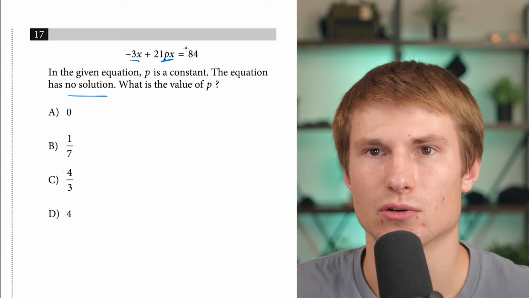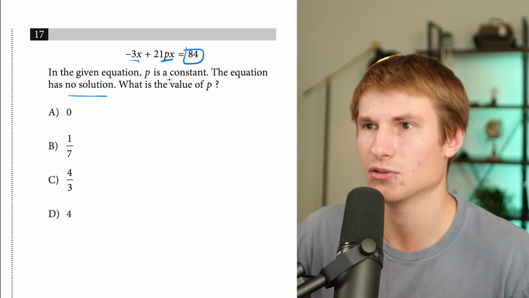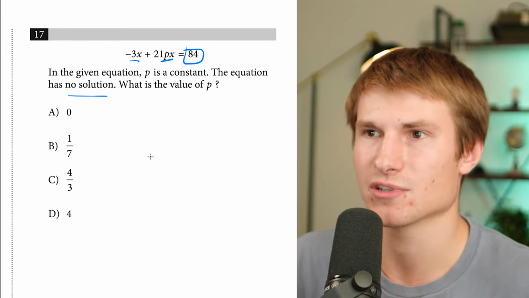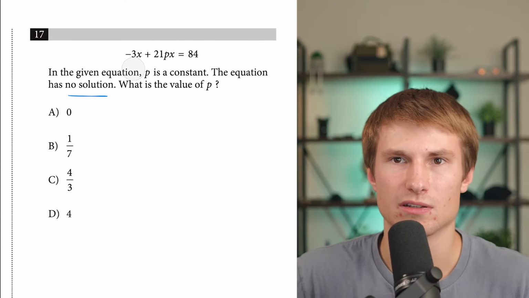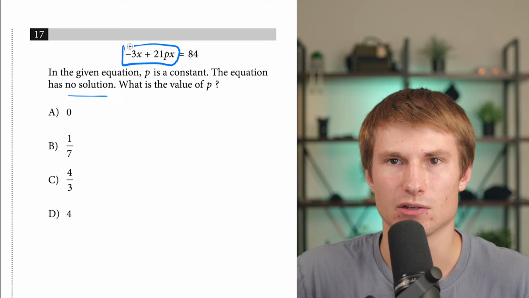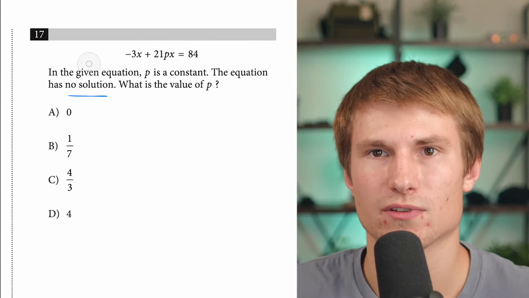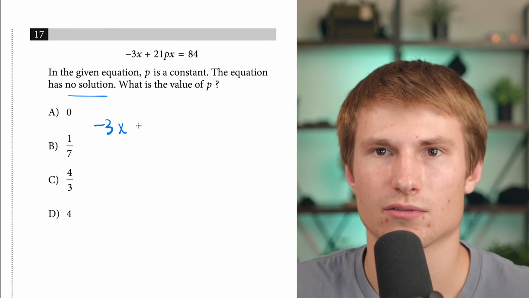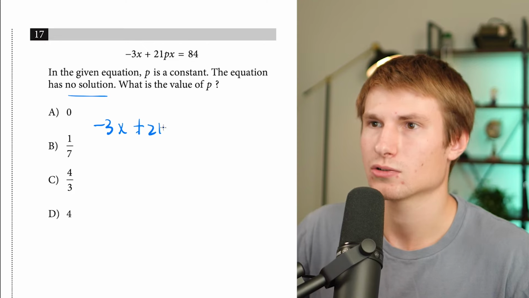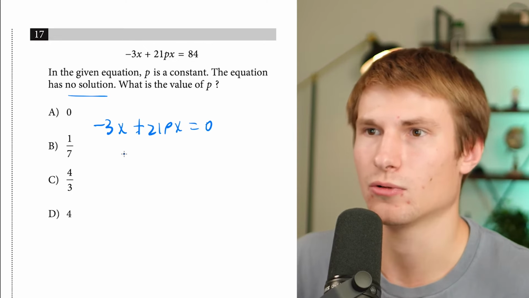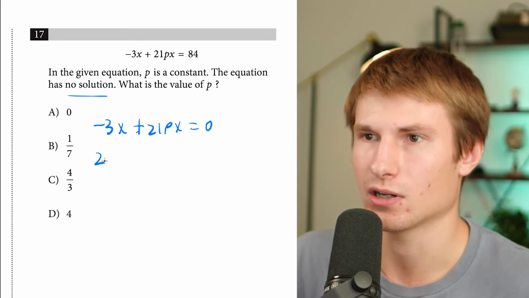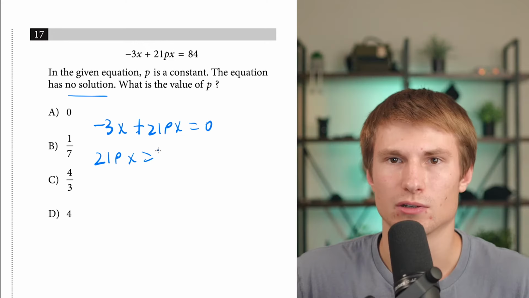Well, in order for this to have no solution, it can't have any sort of x value, because some x value times some constant that is non-zero will equal 84 at some point. So we ultimately need this right here to equal out to 0. So in order for that to happen, let's take that negative 3x plus 21px, set it equal to 0. We'll add 3x to each side, and that'll give us 21px is equal to 3x.